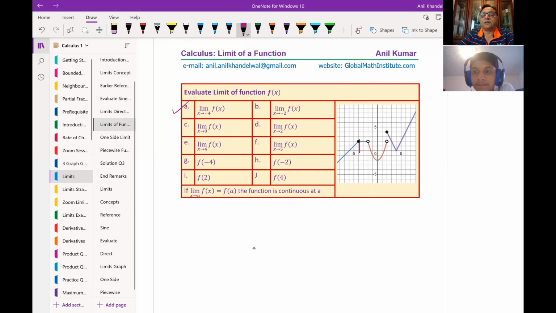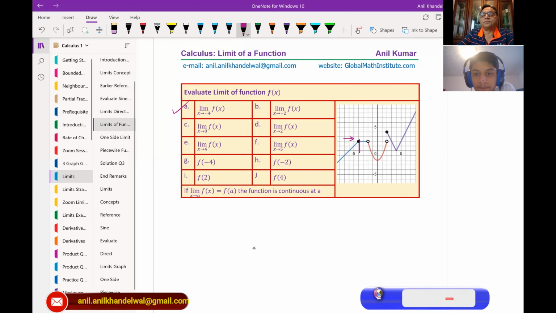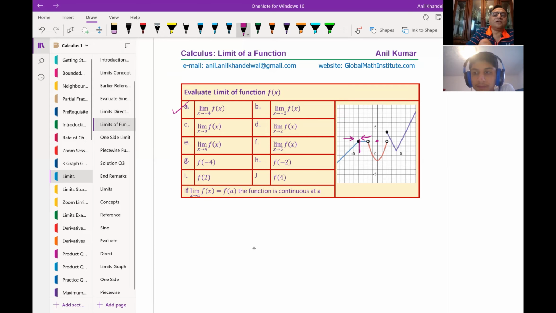Now, when you approach from the left side, which value do you approach? You approach 2, right? So when you approach from the left side, you approach 2. And when you approach from the right side, you approach again 2, right? Also 2. Therefore, this limit is 2. From both sides, we approach one particular value, which is 2. Is that clear to you? Yes, sir.